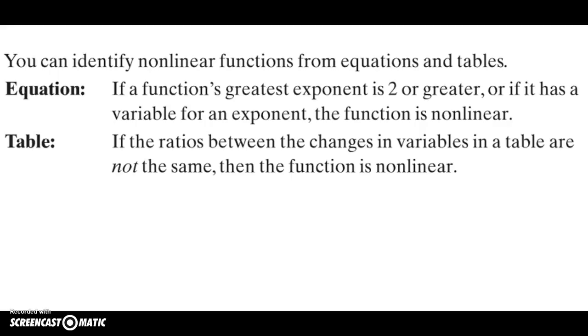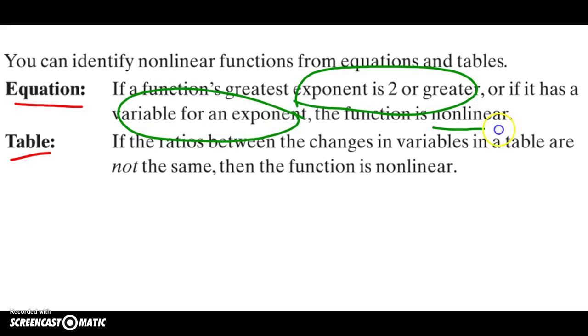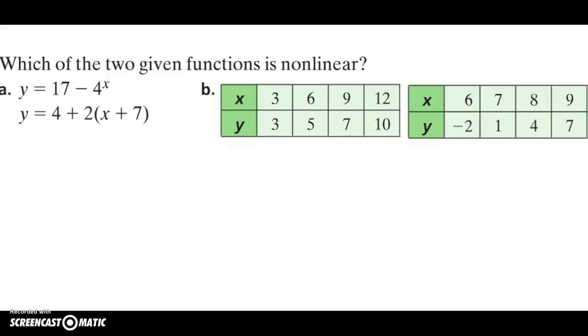Looking at this, you should write this into your notes. There are two ways of determining nonlinear functions. One is with an equation, and one is with a table. With an equation, by looking at the equation, all you have to do is look for an exponent that is 2 or greater, or a variable as an exponent, and that will tell you it's nonlinear. For a table, you need the ratio between the changes in variables are not the same. So let's look at examples of this.